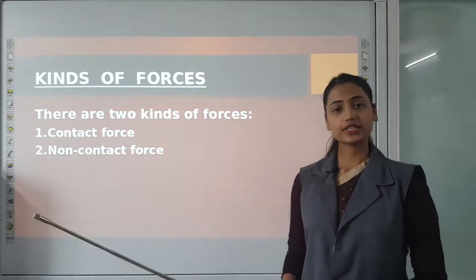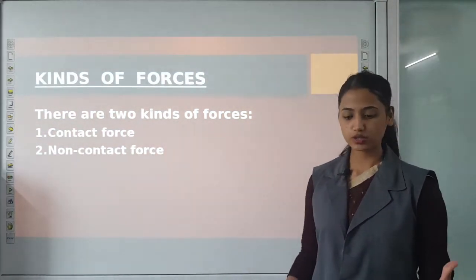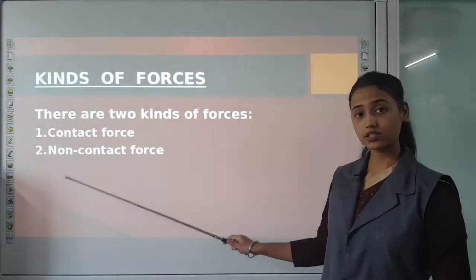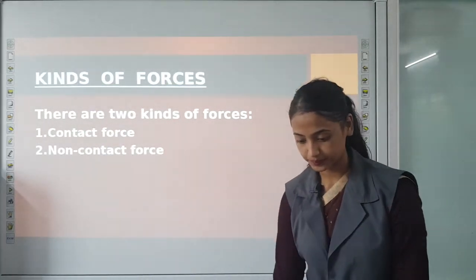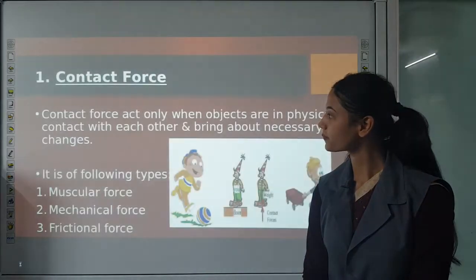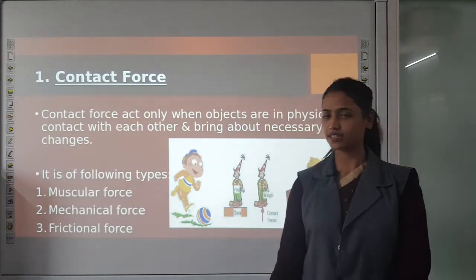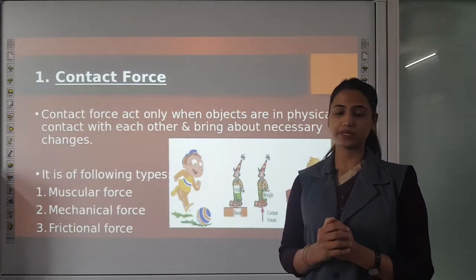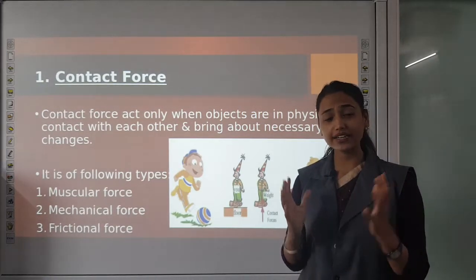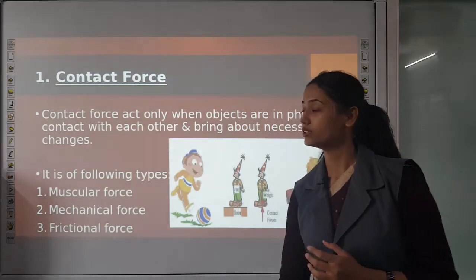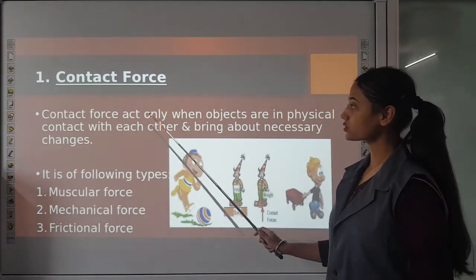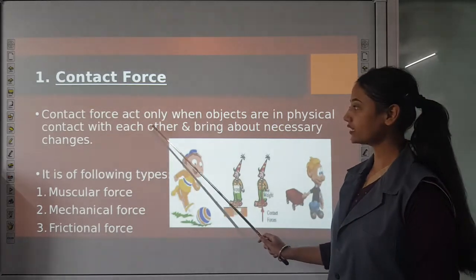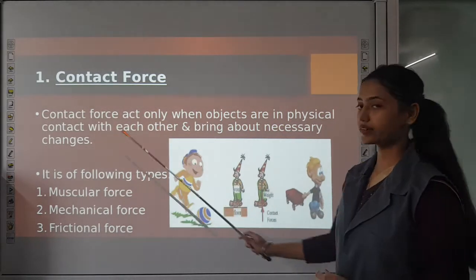Now let's talk about kinds of forces, types of forces. There are two types of forces, contact force and non-contact force. Contact force, as the name indicates, means there is physical contact between two objects, they are touching each other. So contact force acts only when objects are in physical contact with each other and bring about necessary changes.